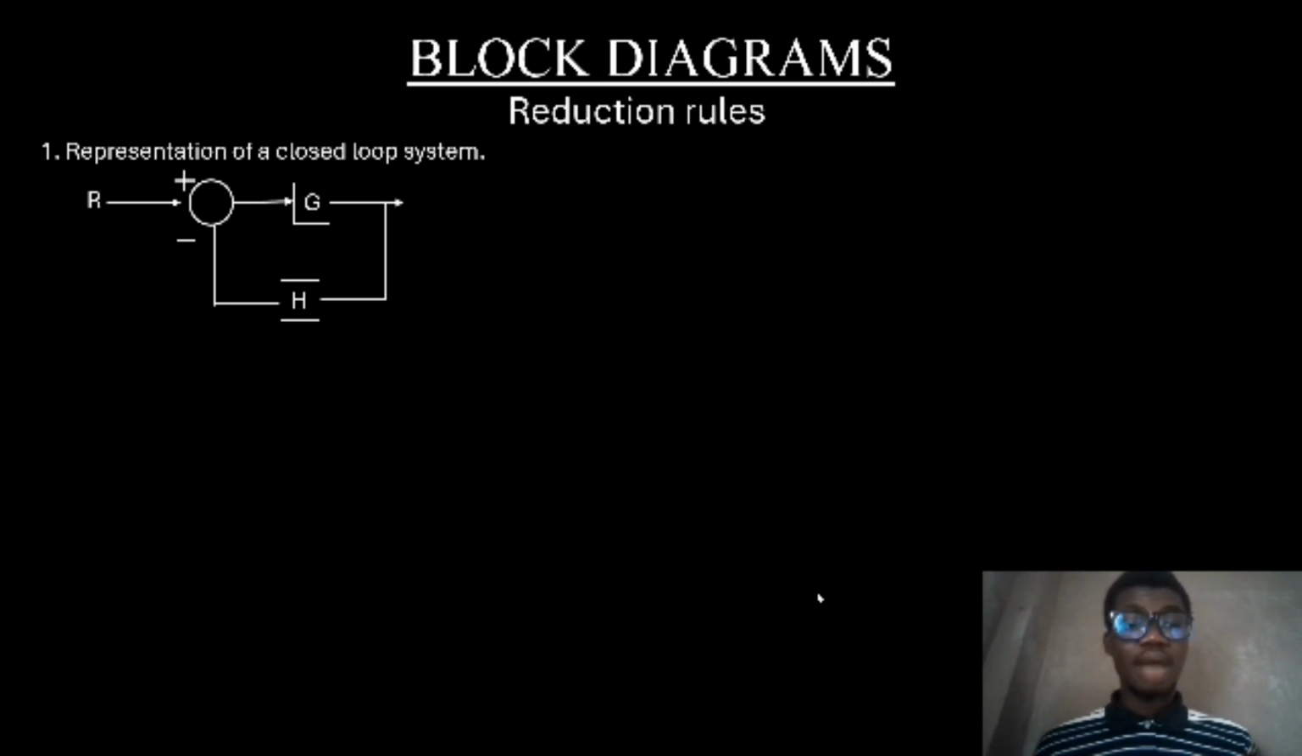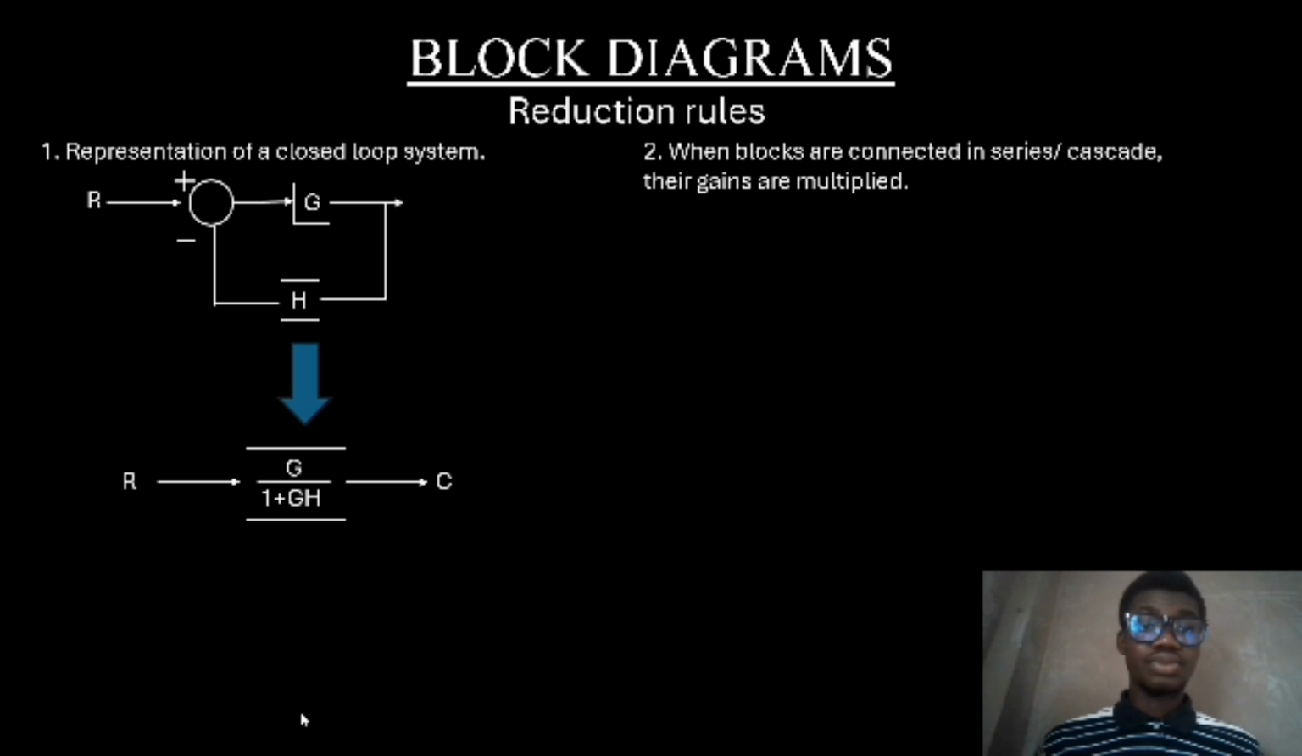Closed loop systems are primarily used to improve accuracy, stability, and overall control performance. Examples include temperature control systems, speed control systems, and automatic voltage regulators. Now, on to the second rule, which is block diagrams in series or cascaded connections.